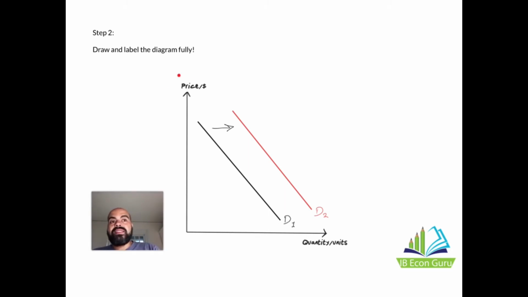I have price in dollars here on the y-axis and quantity in units here on the x-axis. And I have one demand curve, D1, and a second demand curve, D2, and an arrow that shows a shift to the right. I drew an increase in demand because the question is about an increase in demand. So make sure your diagram addresses the specific demands of the question.